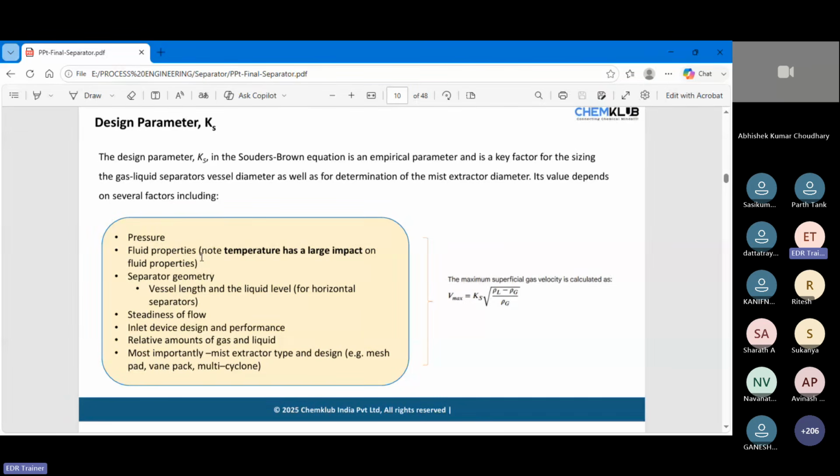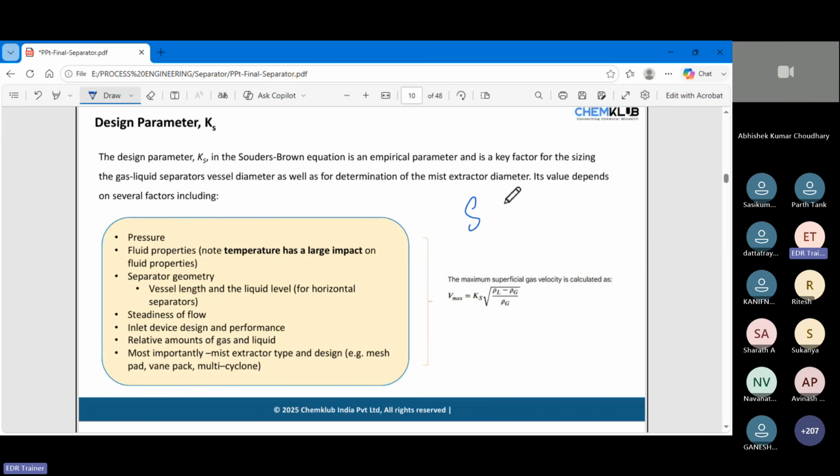Then fluid property. Again, fluid property is also based on temperature and pressure. Temperature also has a large impact, because density is equal to PM by RT. As temperature increases, density decreases, because density is inversely proportional to temperature. But density is directly proportional to pressure.